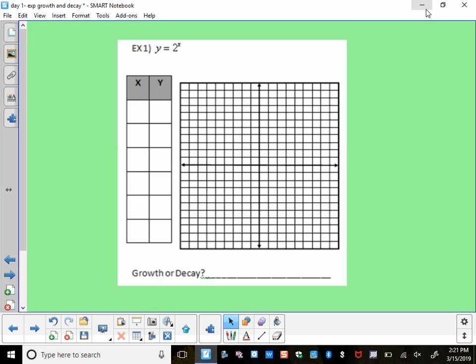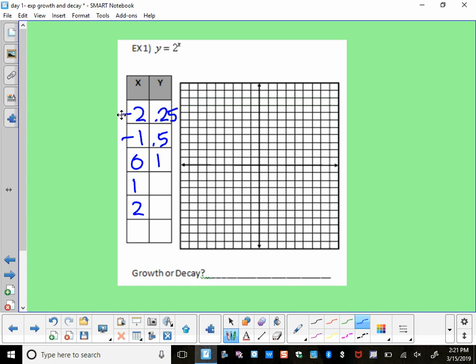Alright, so at my table, I want you to look at your table on your calculator. I'm going to find points for -2, -1, 0, 1, and 2. For -2, what's your Y value? 0.25. What about -1? Good. What about 0? What about 1? And 2 is 4. Okay?